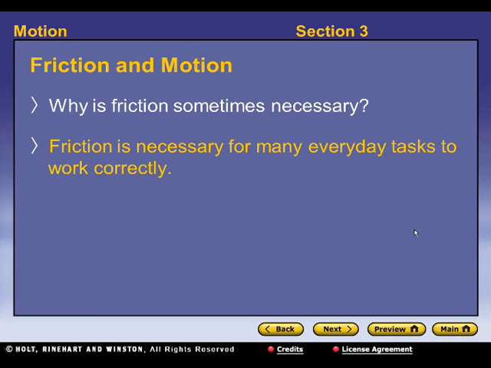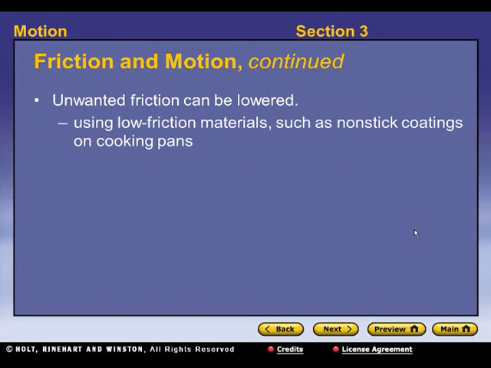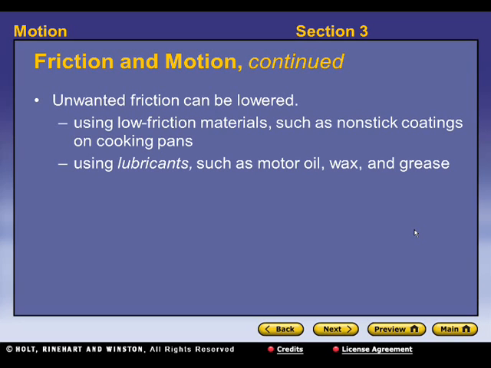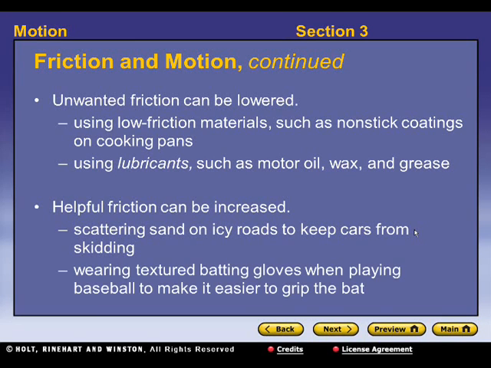Alright, so let's keep moving on here. So why is friction sometimes necessary? It's necessary for many of the things we do, all of our tasks throughout the day. Unwanted friction can be lowered using low friction materials such as non-stick coatings on cooking pans, and lubricants such as motor oil, wax, and grease. Helpful friction, we can increase helpful friction.